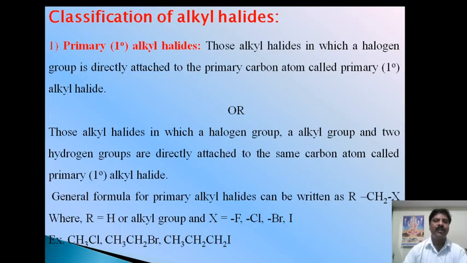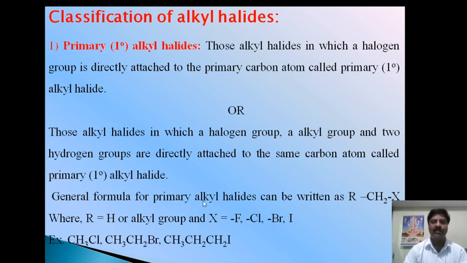Now coming to the classification of alkyl halides. The alkyl halides are classified into three categories. The first one is primary alkyl halide. Those alkyl halides in which the halogen group is directly attached to the primary carbon atom are called primary alkyl halides. Or we say those alkyl halides in which a halogen group, an alkyl group and 2 hydrogen atoms are directly attached to the same carbon atom are called primary alkyl halides.